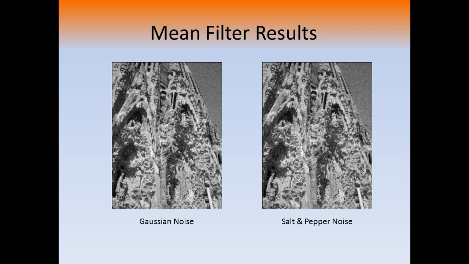The salt and pepper noise image is still very noisy. Because of the high amplitude, it still throws off the mean, because outliers will affect an average more than they will a median.